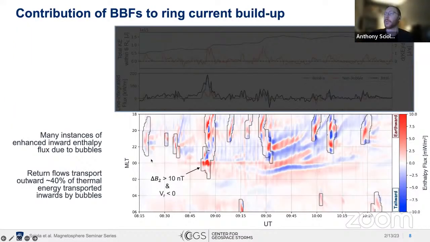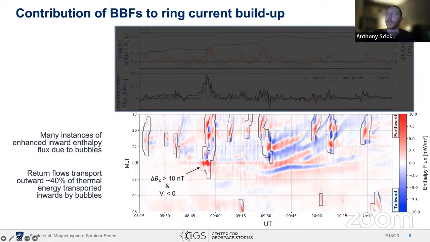What we did was we have a pretty simple method of just picking out where these BBFs are through the surface, these bubbles through the surface, but then also extending that range that we're calling due to BBFs by an azimuthal extent of plus or minus 1 RE so that we capture the effect of those return flows, because without the BBFs, those return flows would, of course, not be there. And it's really important because those return flows can transport outward about 40% as much thermal energy as the inward flows are bringing in. So it's important to include that factor.